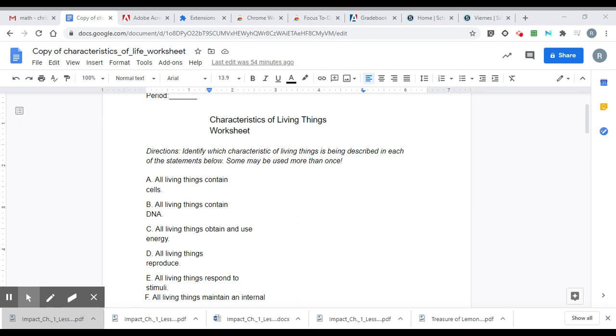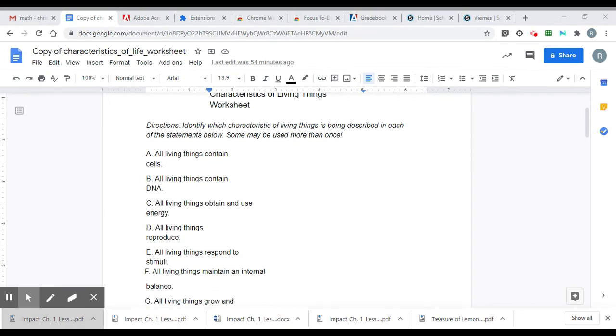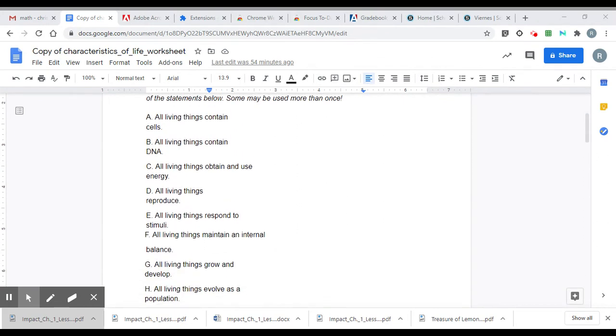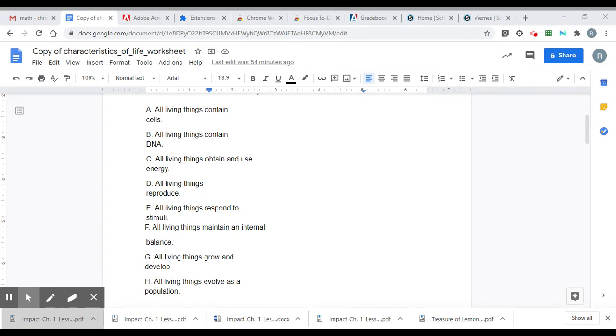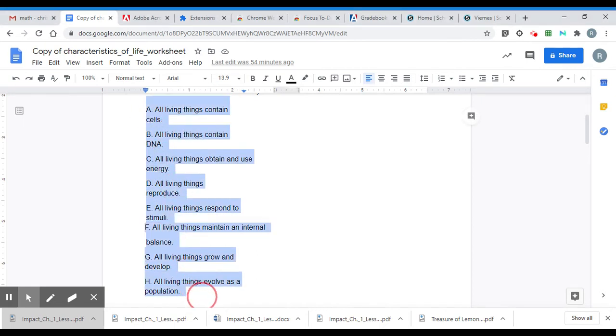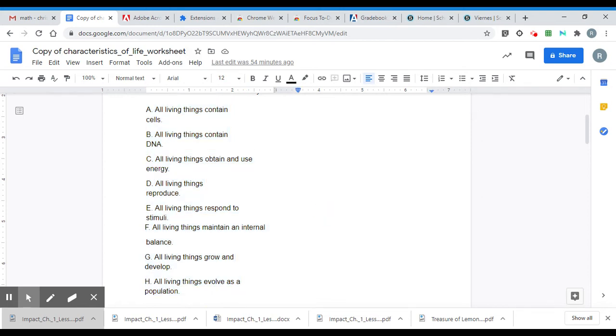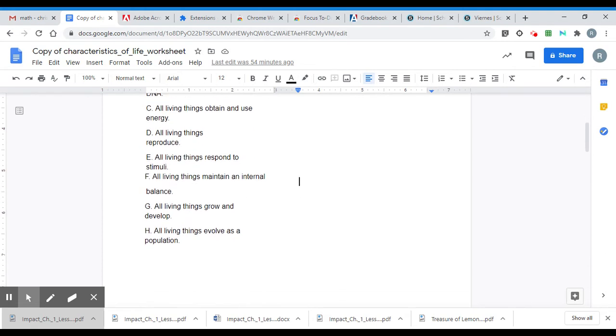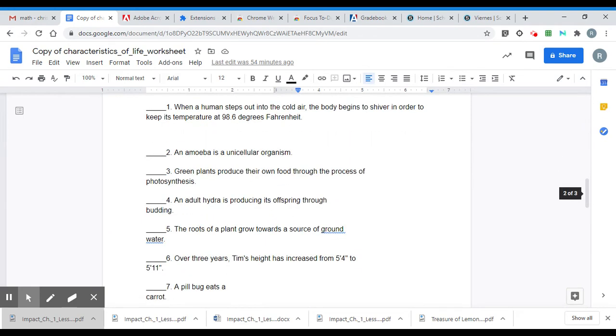Okay, so we have our characteristics of living things worksheet. There are 8 characteristics of living things that tell us if it's living or non-living. He listed them right here, A through H. He gave each characteristic a letter. This page is just telling us the characteristics. Now I'm going to slide all the way down to these questions.